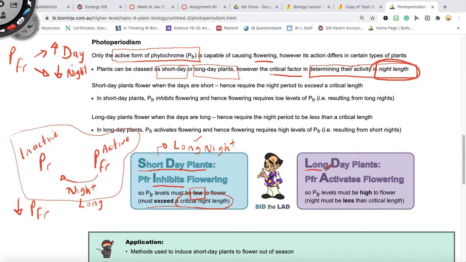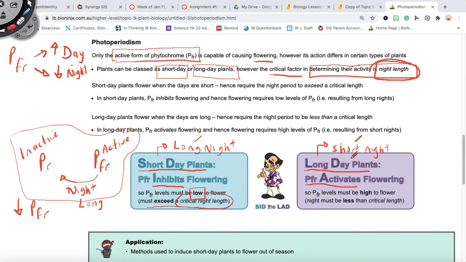Consequently, long day plants have a short night. And we think of this to be summer, right? Short nights, long days are summer. Now, PFR has a different effect in long day plants. Phytochrome far red activates flowering. So you want the PFR levels to be high. So you don't want this process to happen. You want a short night because you don't want to inactivate PFR.